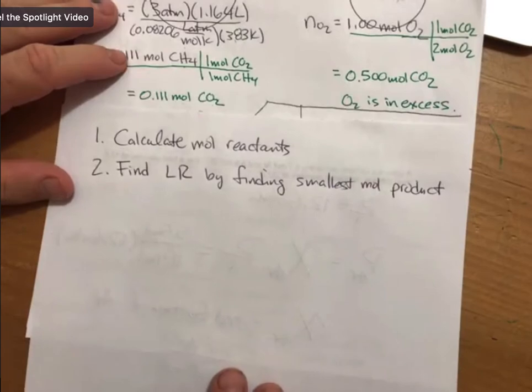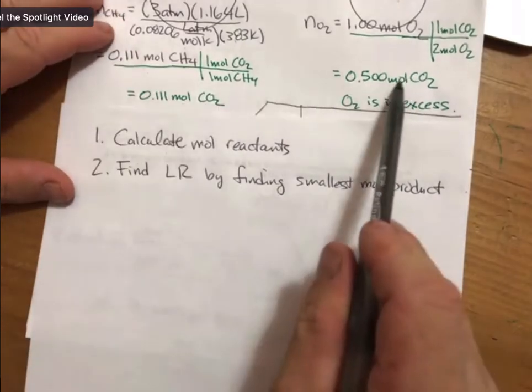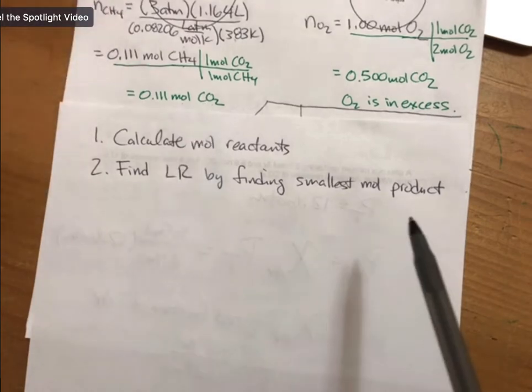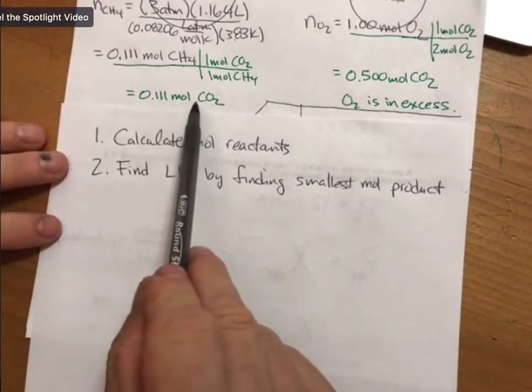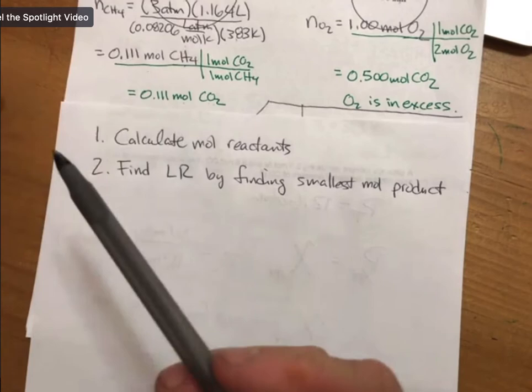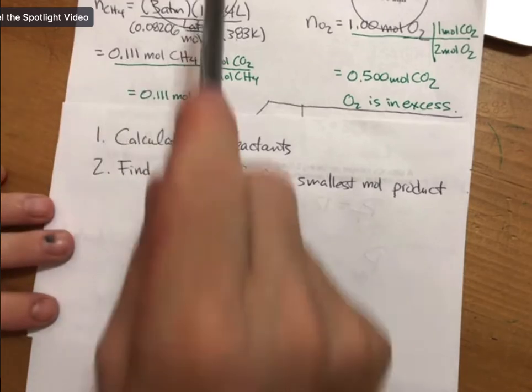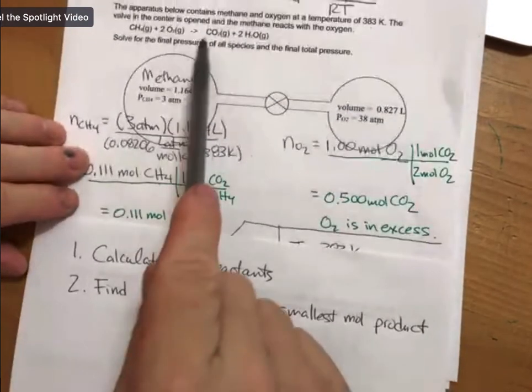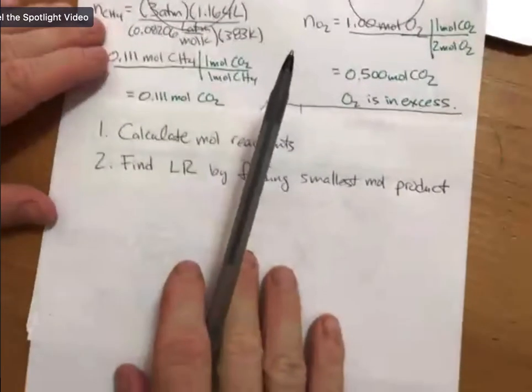And then we found our moles of CO2, and we could have chosen H2O, but you could choose either one. My reason for choosing CO2 is it has a 1 coefficient, and I like 1s in my math.